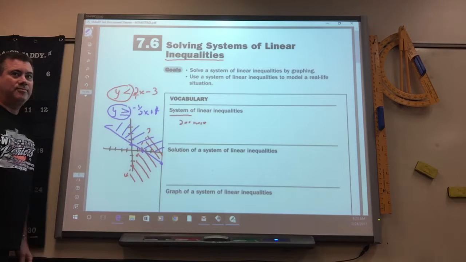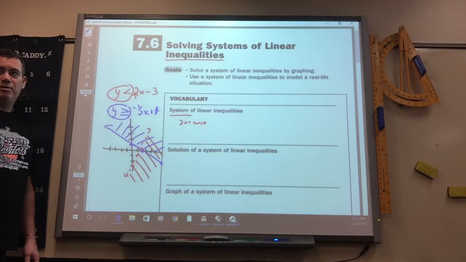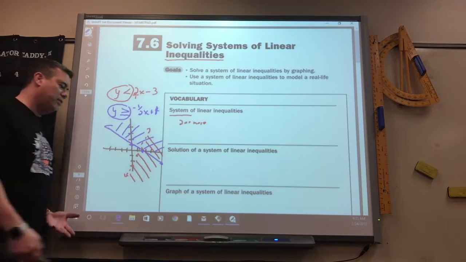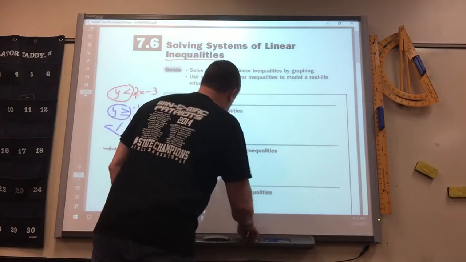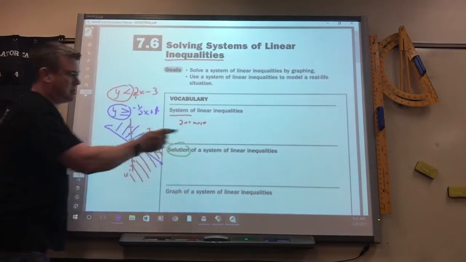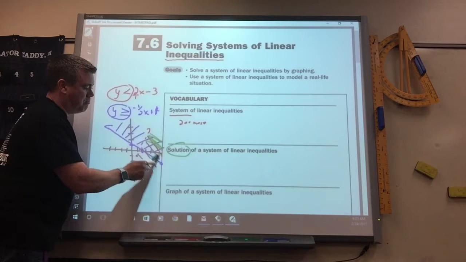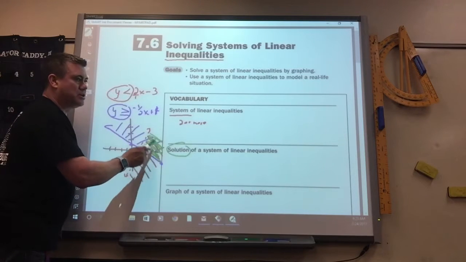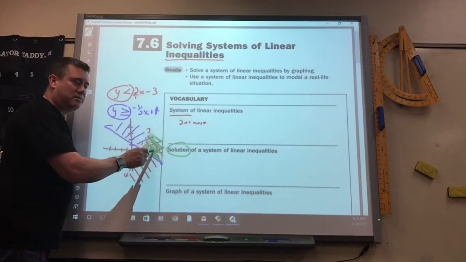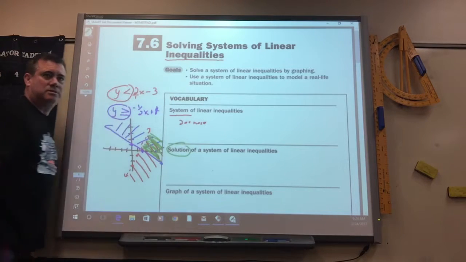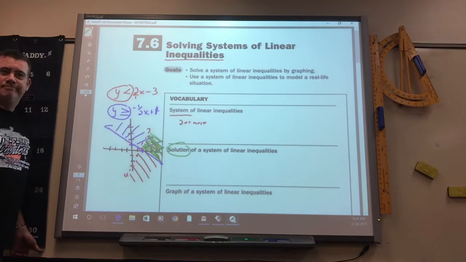Okay? So, everyone follow what we're doing so far? Nothing new. So now the solution of a system of linear inequalities is everything that's shaded by both parts. So every coordinate in this region would be a solution to those. Okay?